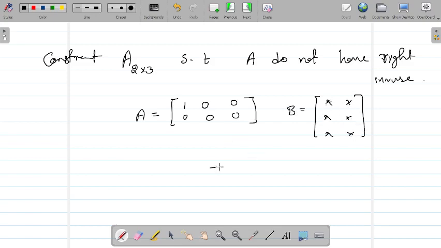So whatever B you take, since the second row of A is 0, when you take A into B, then definitely the second row of AB is 0. The first row can be anything. Or in other words, if you want to have more non-zero entries, yes, you can take 1 2 3 0 0 0. Still here also the second row is 0, so it never equals the identity matrix I2. It's not equal to identity matrix.